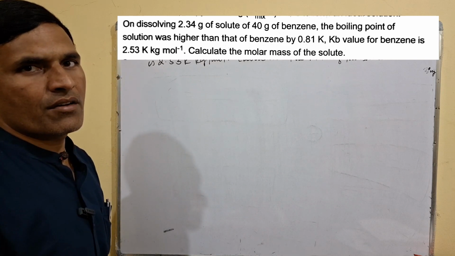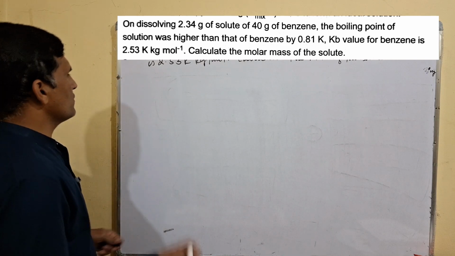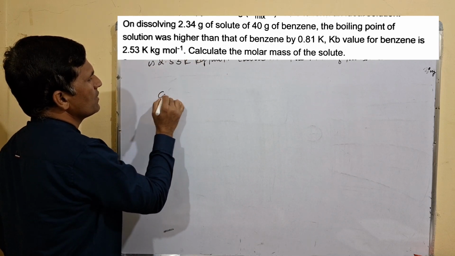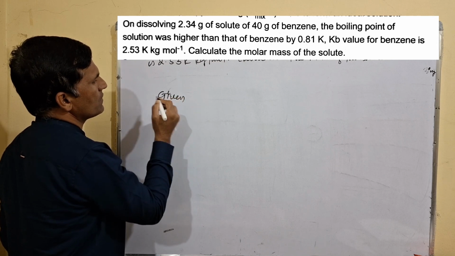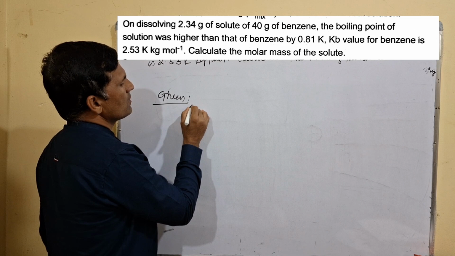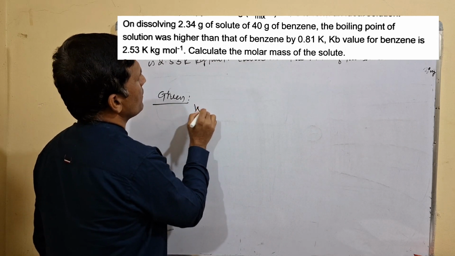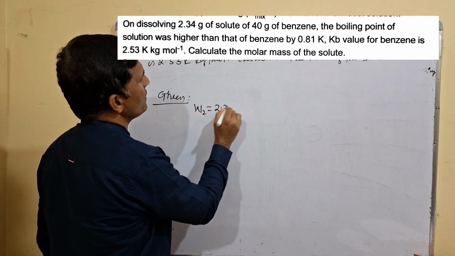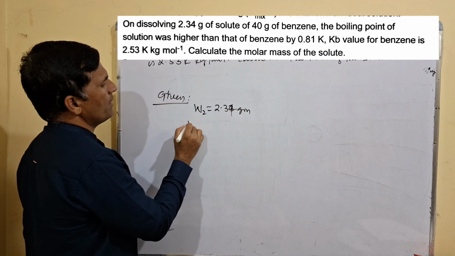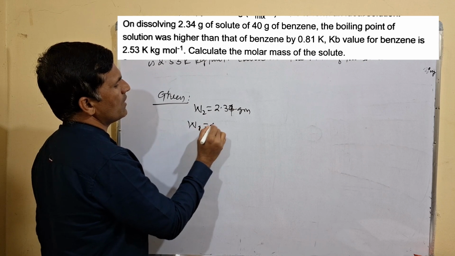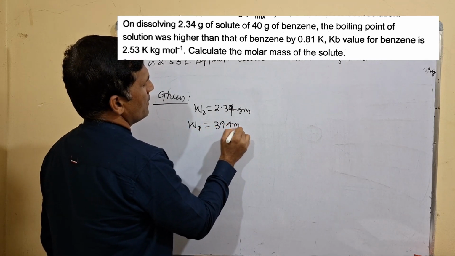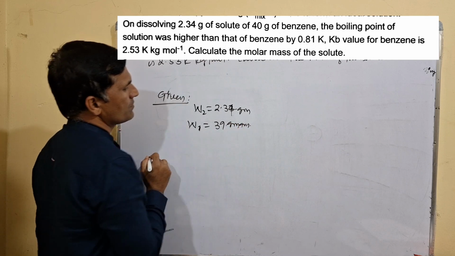Calculate the molecular weight of the solute, right? So first thing is, as in the previous video we have mentioned, you have to write the given quantities. So the given quantities are what? First one is weight of the solute, W2 is equal to 2.34 grams, and W1, weight of the solvent, that is 39 grams.